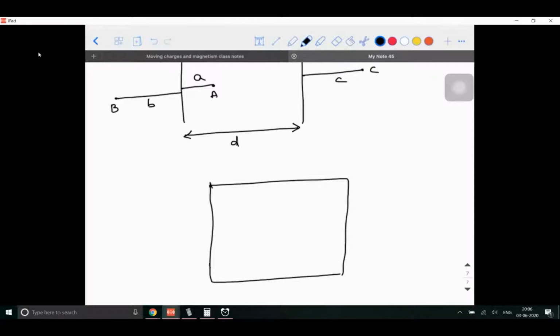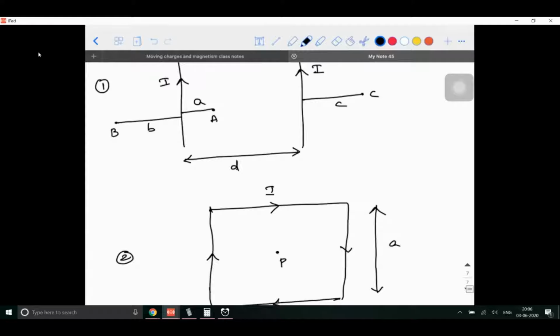a square wire. You have four wires which are bent in the form of a square such that the current is flowing in it in the clockwise direction. The square is of side A. You need to find the magnetic field of the system at the point of intersection of its diagonals. So this is the first, this is the second.